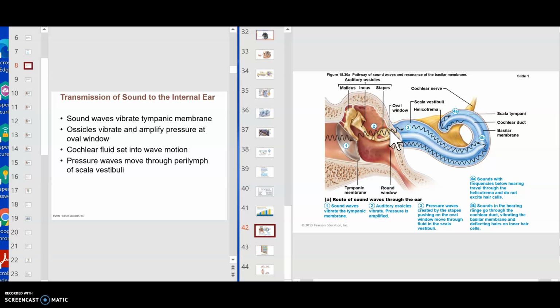Now the size of the oval window compared to the size of the tympanic membrane is quite a different size. So what ends up happening because of that size differential, it's about 20 times larger than this. It would be as if a guy and a lady are on a linoleum floor. The guy is wearing a flat heel, the lady a high heel. The guy, let's say, is 200 pounds and the lady is 100 pounds.